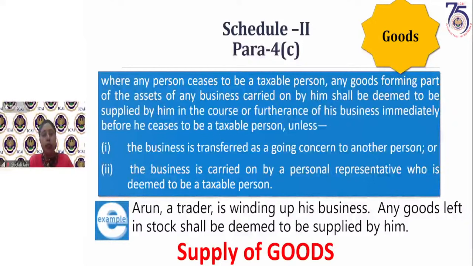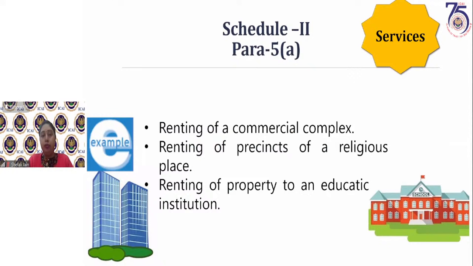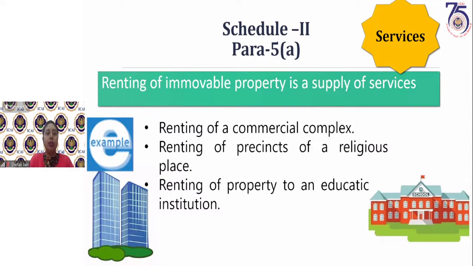Para 5 has entries which were very controversial during the time of service tax and VAT, because both service tax and VAT were being levied on these services. And here in GST, they have been specifically categorized as services. So in para 5, we have, I think, 6 entries, and all these have been classified as services. The first entry is renting of immovable property. So if we are renting a commercial complex, or our residential house, or a property to an educational institution, or any religious place is being rented out, then that is classified as supply of service.